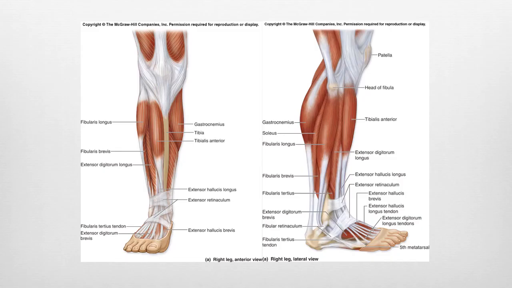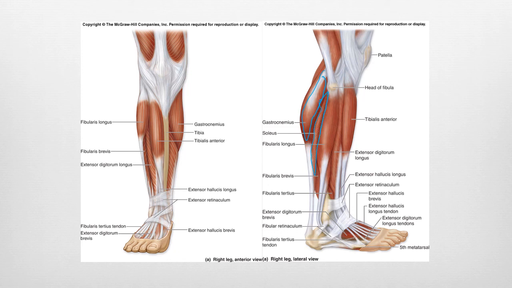Here we can see below the knee we have gastrocnemius. This is what we typically see as the calf muscles themselves. And then we have soleus, just deep to it. So gastrocnemius is superficial, and soleus is actually deep to it.